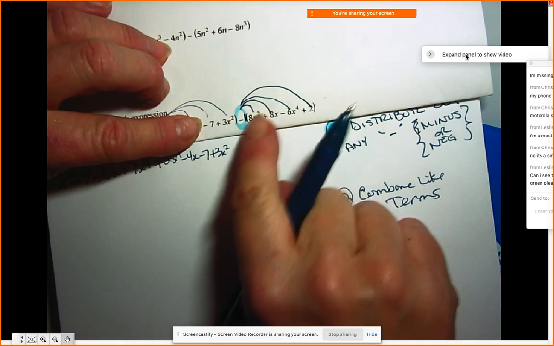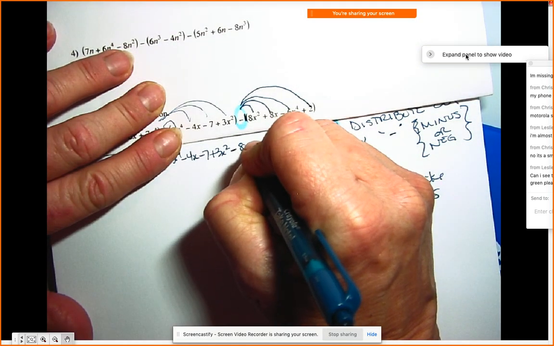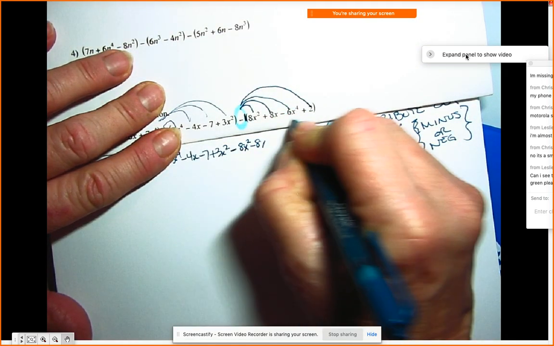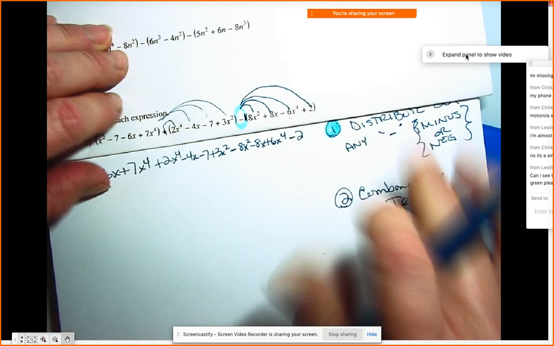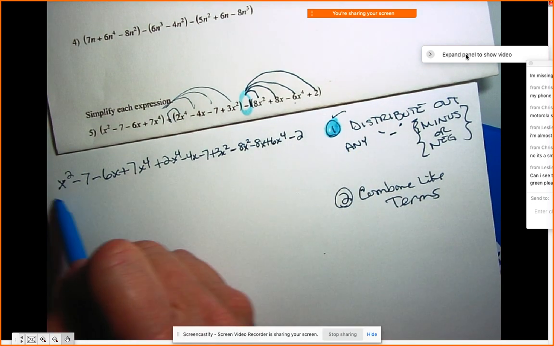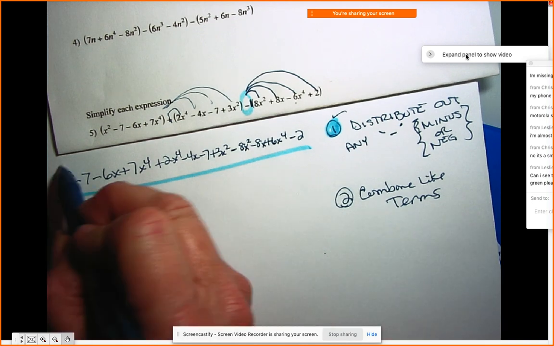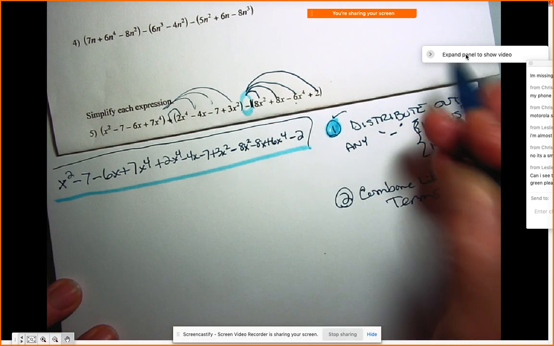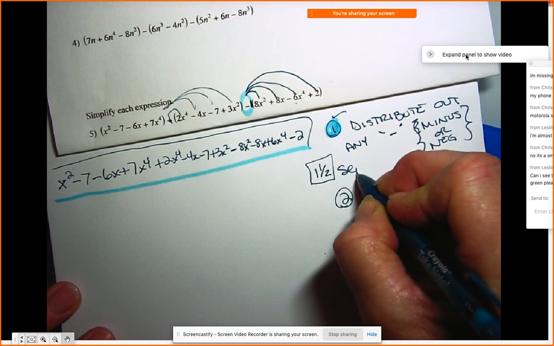It says, give me the opposite of everything in this parenthesis, and that's probably a better way to think about it. So it's going to make it negative 8x squared, negative 8x, positive 6x to the fourth, and then negative 2. Now I'm done with step 1. Okay, that's step 1. Now, go ahead and separate all your terms. In fact, maybe I should say that, 1.5. Separate terms.